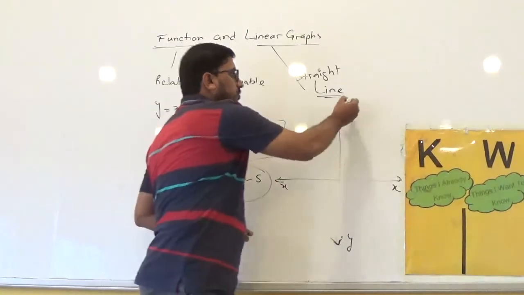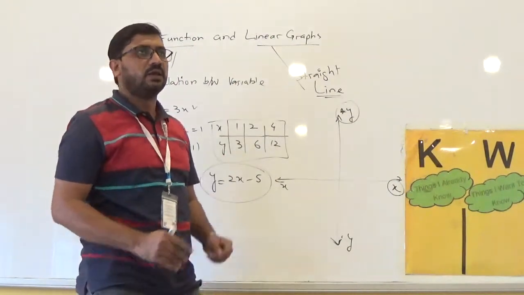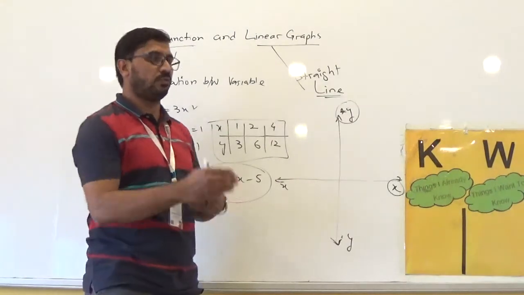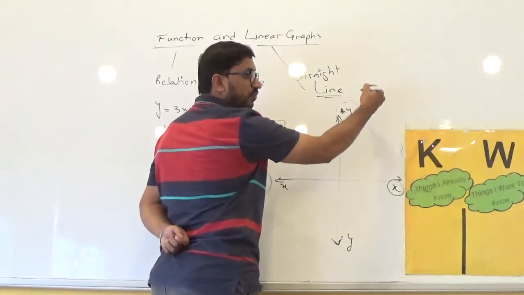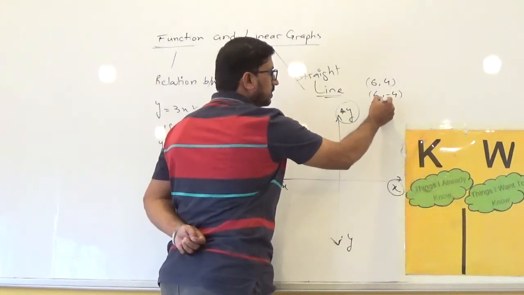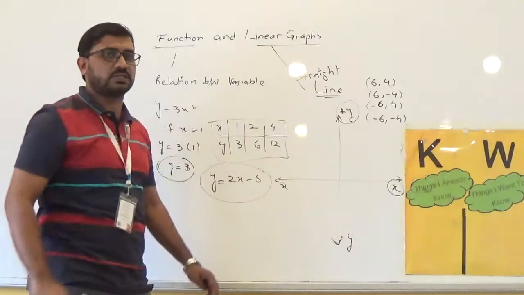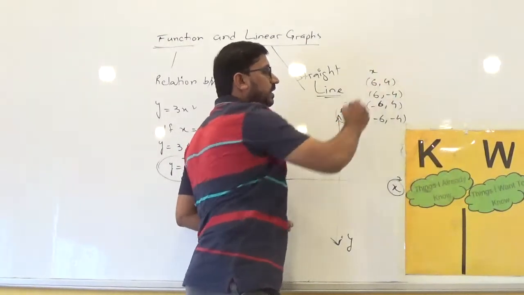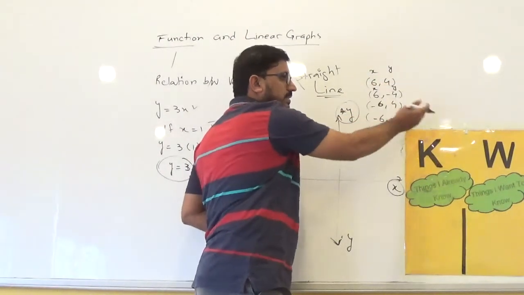According to the grid, we need two coordinates, the x coordinate and the y coordinate, to draw a straight line. To draw a line, we need a minimum of 2 points, and we can have more than 2 points as well. Suppose we are given a few coordinates: (6, 4), (6, -4), (-6, 4) and (-6, -4). In each coordinate, the first value represents the place of x and the second value represents the place of y.